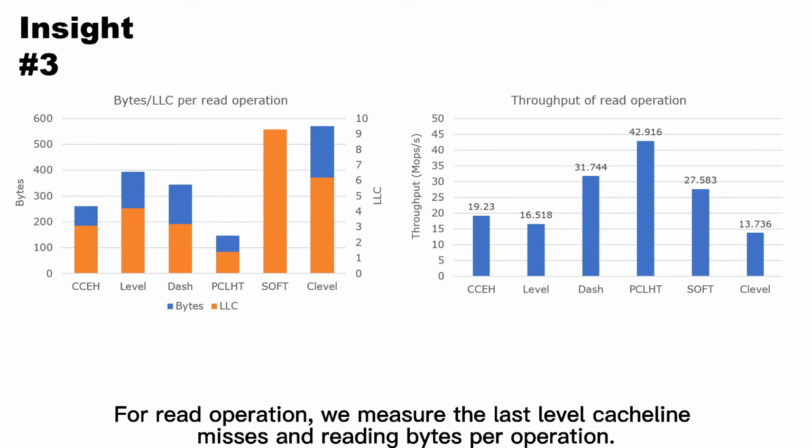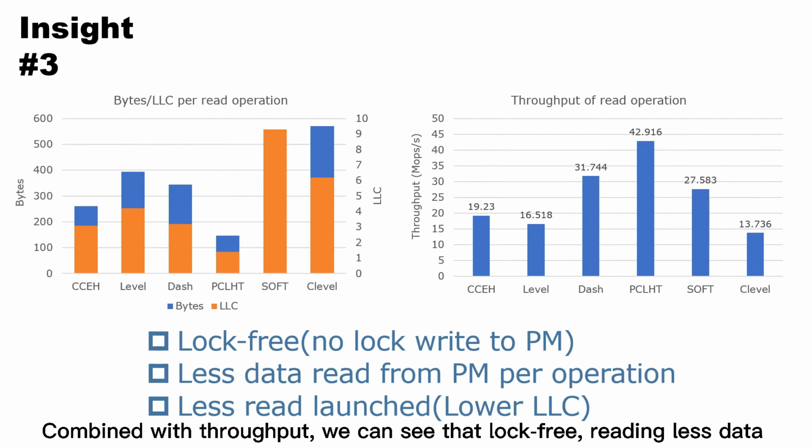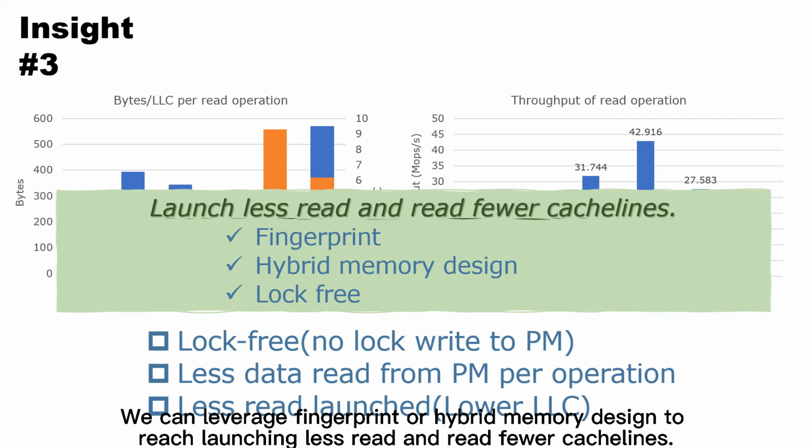For read operations, we measure the last level cache misses and bytes read per operation. Combined with throughput, we can see that reading less data per operation and issuing fewer reads can improve throughput substantially. We can leverage fingerprints or hybrid memory design to launch fewer reads and read fewer cache lines.